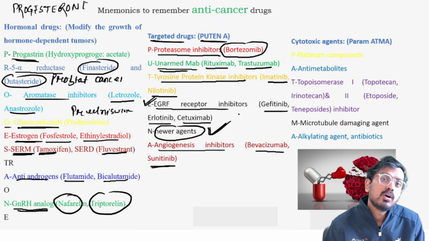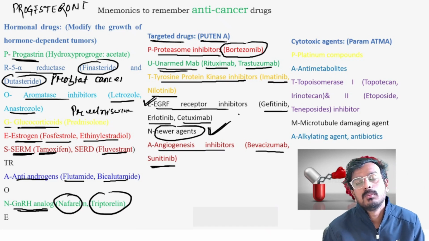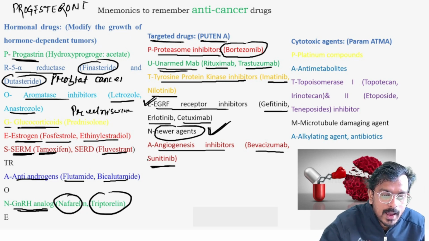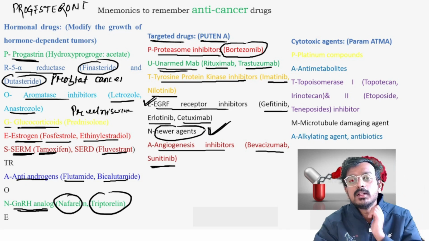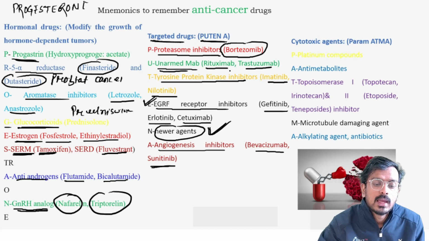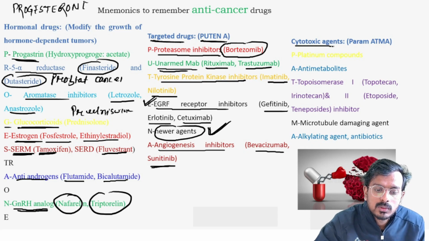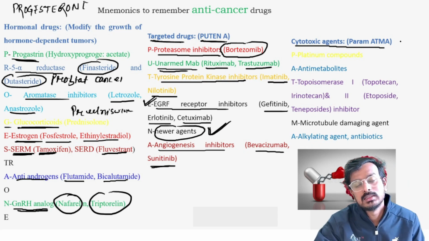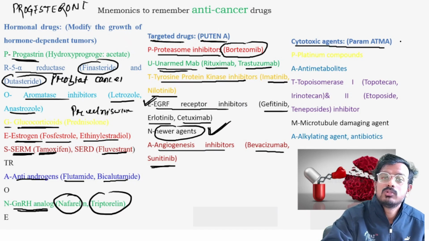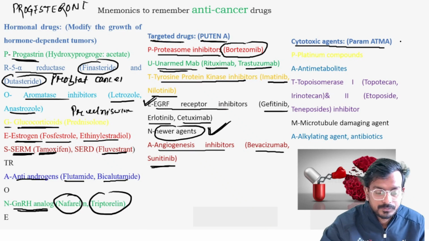How do you block angiogenesis? You block it by two agents: one is bevacizumab and one is sunitinib. These are all newer agents approved by the US FDA for cancer chemotherapy. And the last and most important class of drugs is the cytotoxic agents. Cytotoxic agents are an important and widely used class in cancer chemotherapy.